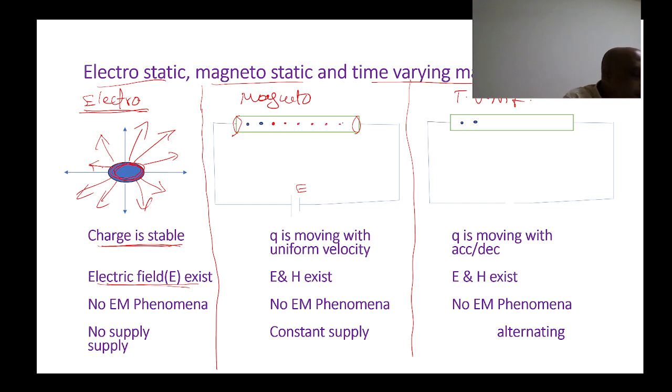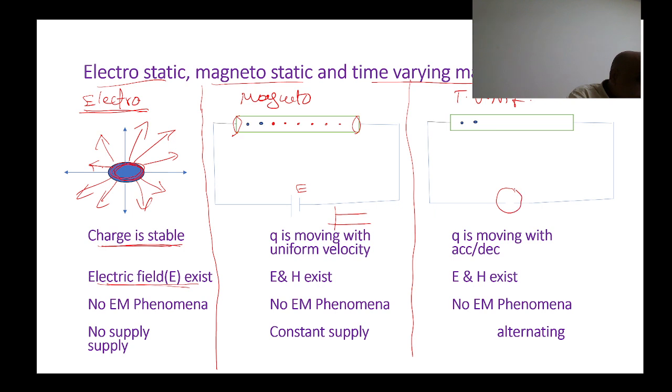Why does it move with uniform velocity and equal distance? What is the reason? Because the applied field is DC. The applied field is DC, meaning the force on the charge is constant. So the charged particles move uniformly, maintaining equal distance. This is the charged particle movement.